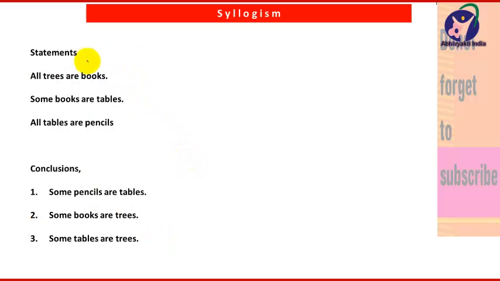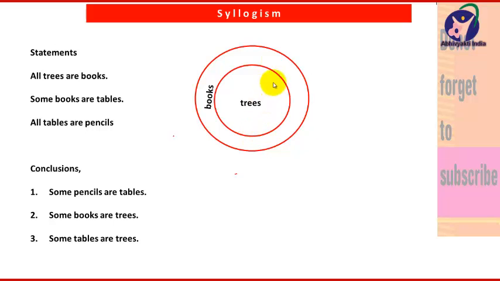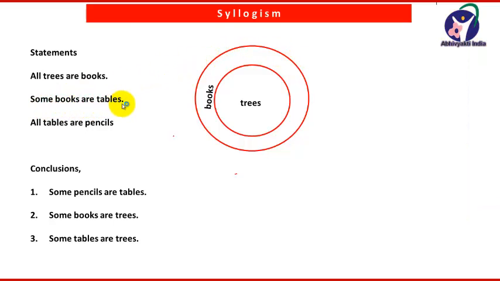Now let us try to understand the same question with the help of the Venn diagram. Here the first statement is all trees are books. So trees will be inside the circle of books. Now the second statement is some books are tables. These are the books and these are the tables. So the set of books and set of tables overlap on this part because the elements of books and the elements of tables are common here.